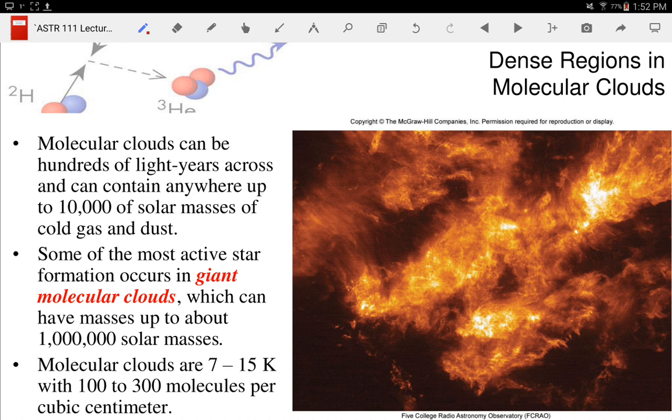So a cubic centimeter, that big. 100 to 300 molecules in that. Normally we have billions in that space. Billions times billions in that space. So it's very, very rarefied, as we say in science. The molecules are rare, even though that seems like a big number.